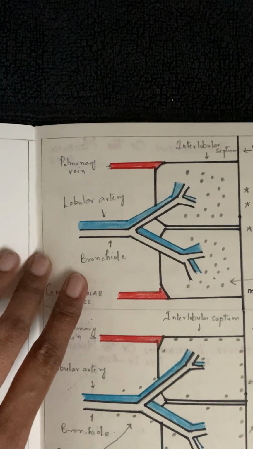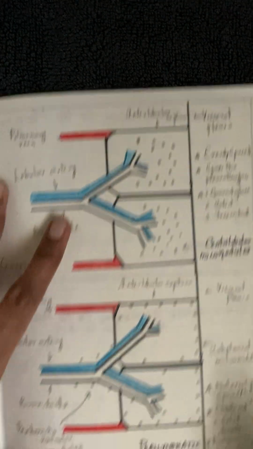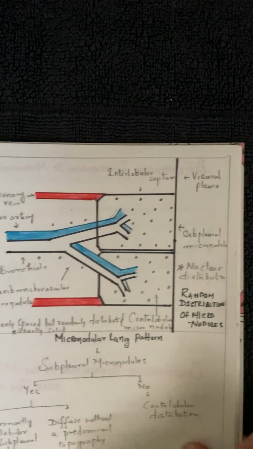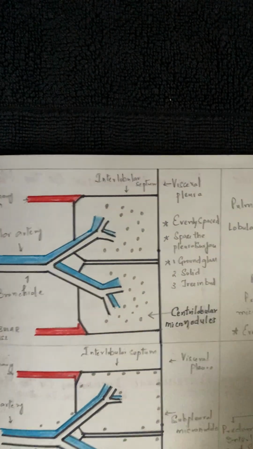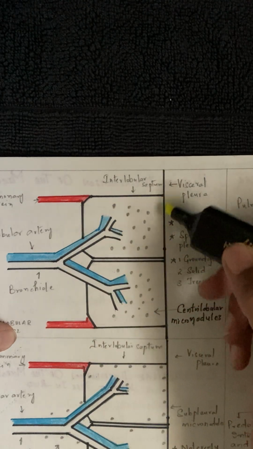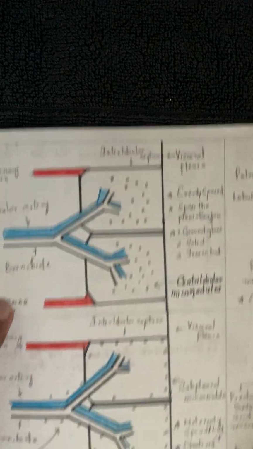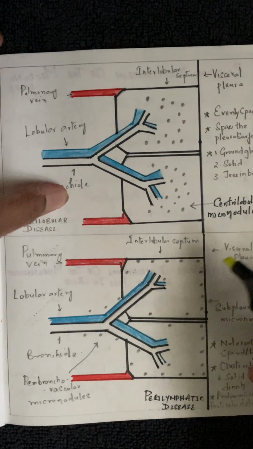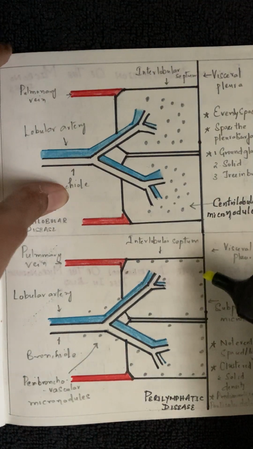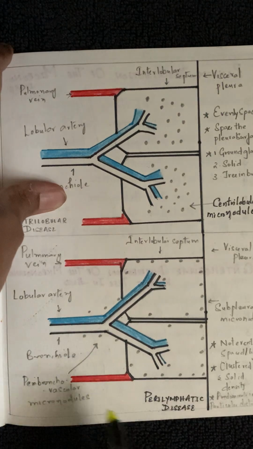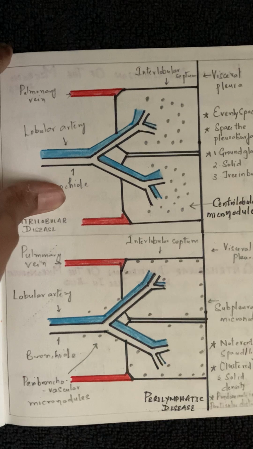So coming once again, we have three types of micronodular pattern. We have centrilobular nodules, perilymphatic nodules, and random distribution of micronodules. Centrilobular nodules are evenly spaced, they spare the pleura. There are three patterns: ground glass, solid and tree in bud appearance. Coming to perilymphatic, they are not evenly spaced, they are clustered, they are solid in density and have one predominance. They can be along the peribronchiovascular region, interlobular region or subpleural region.